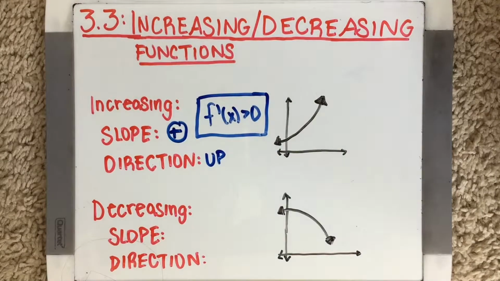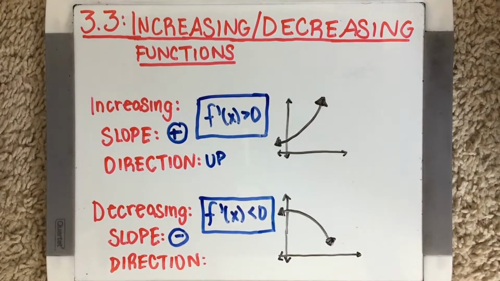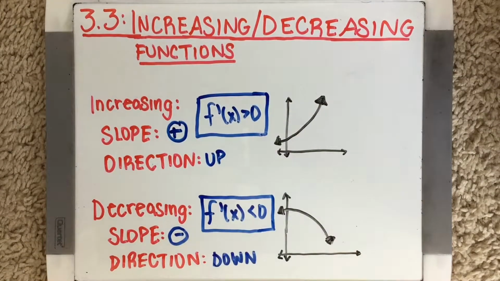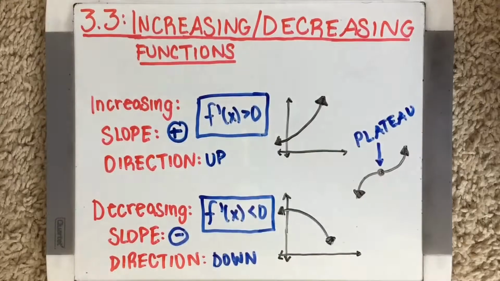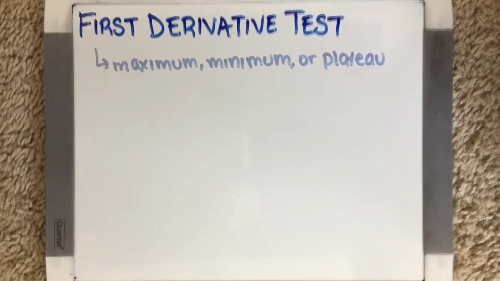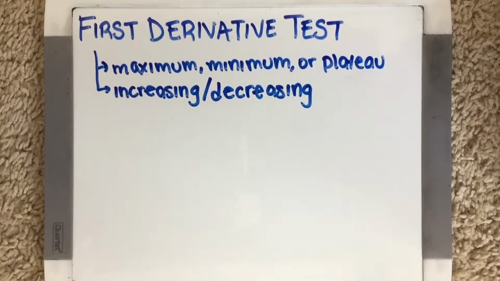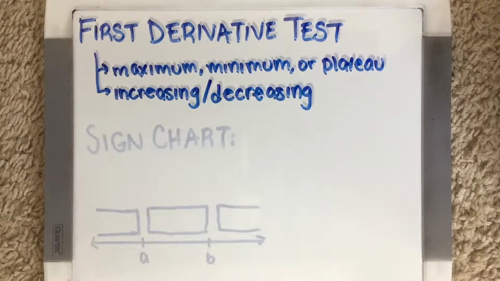If the function is decreasing on a certain interval, the slope, and therefore the derivative, must be negative while the graph is moving downward. As you should remember from 3.1, a plateau is the flat part of a graph. At a plateau, the graph is neither increasing nor decreasing. The first derivative test tells us if a critical value is a maximum, minimum, or plateau, and we can find out where the graph is increasing and decreasing.